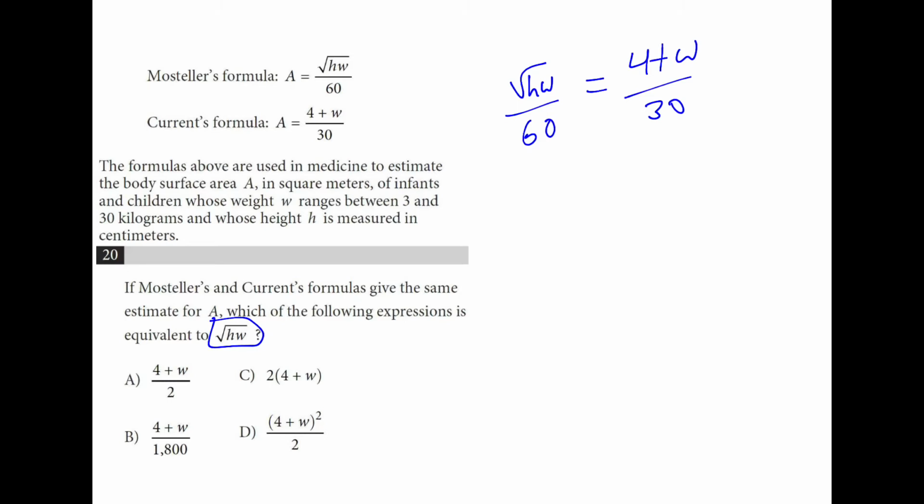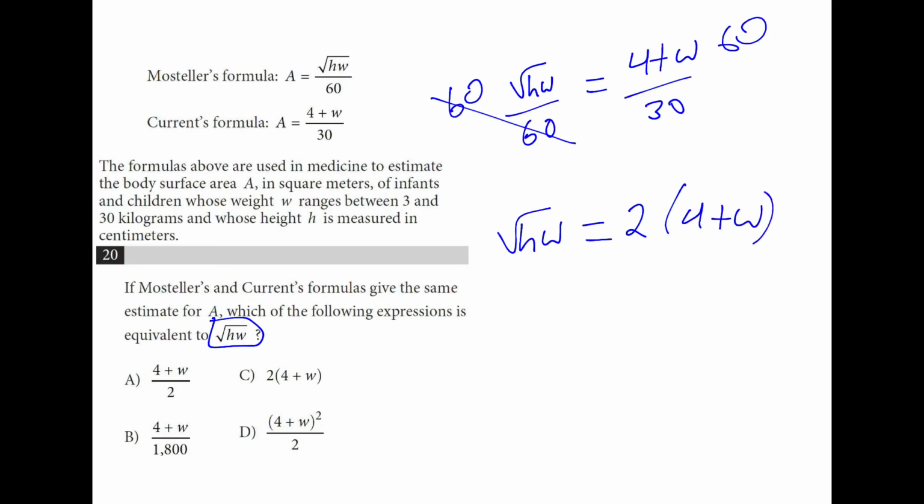So all I have to do is multiply both sides by 60, and this goes away. So 60 over 30 is just 2. So the square root of HW is equal to 2 times the quantity 4 plus W.